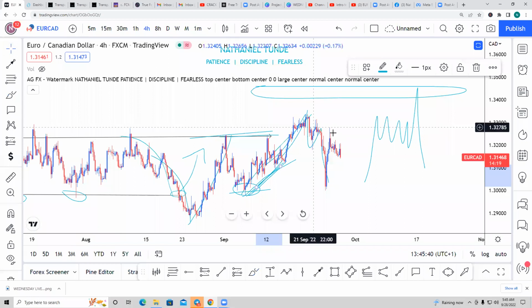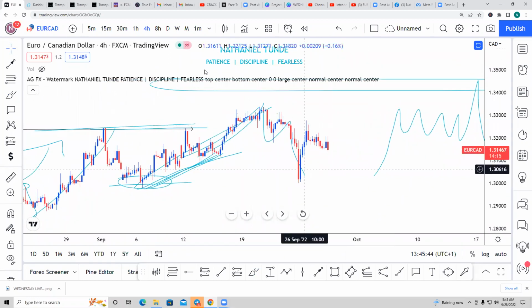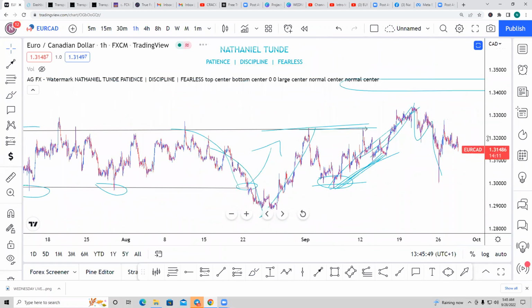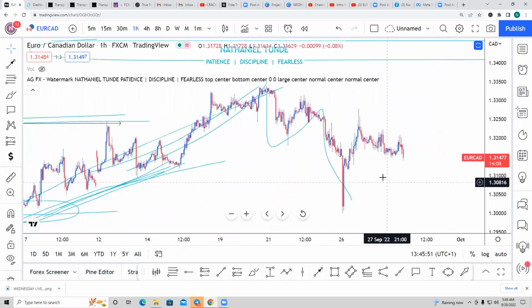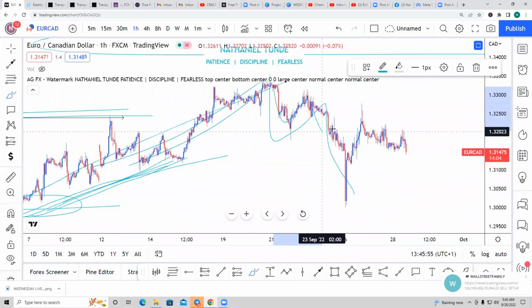And by virtue of that, you remember what I told you? When there is a liquidity grab, the next thing is you are going to see a move in the opposite direction. Look at it here. Three-wave structure, consolidation.